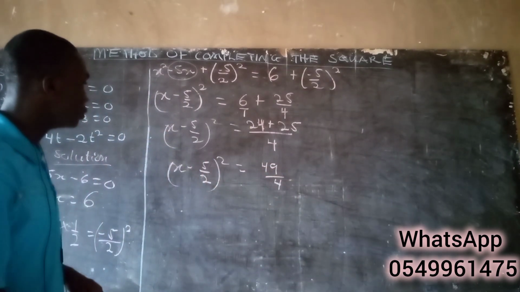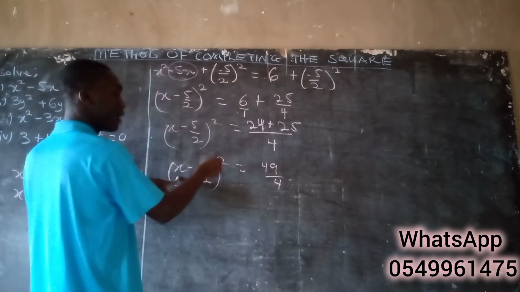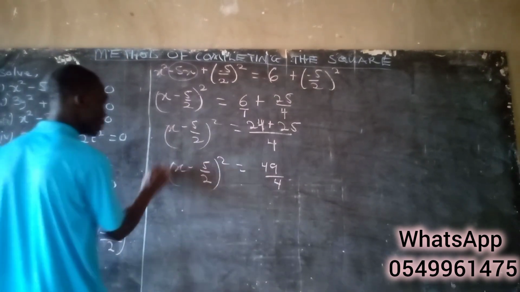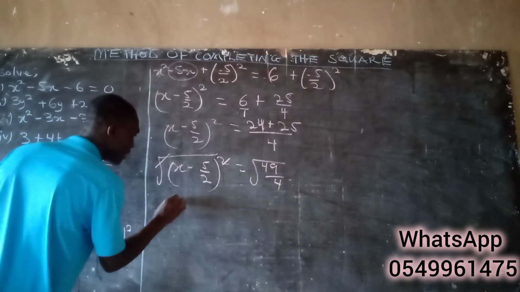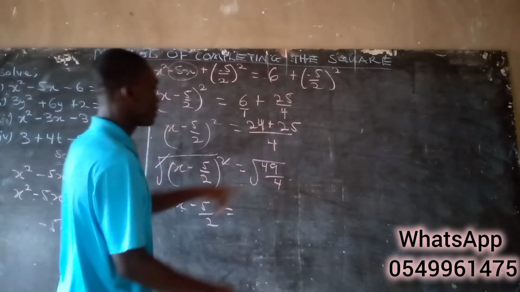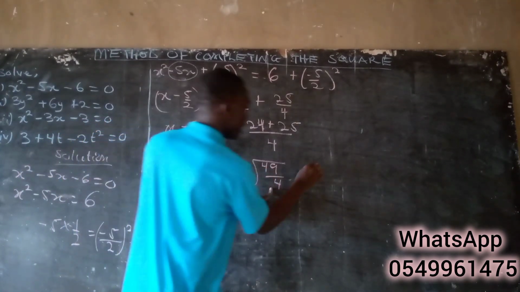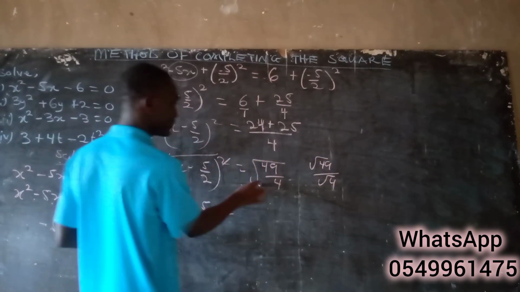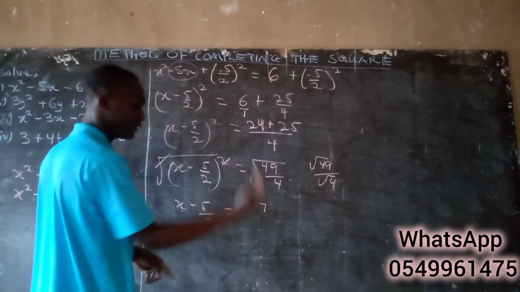We want to find the value of x, so you have to take the square out. How can you remove this square? By introducing square root on both sides, so that the square cancels the square root. Now we have x minus 5 over 2 is equal to the square root of 49 over the square root of 4. The square root of 49 is 7, because 7 times 7 is 49.